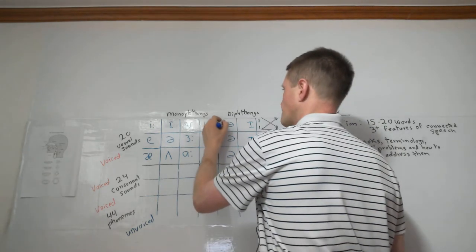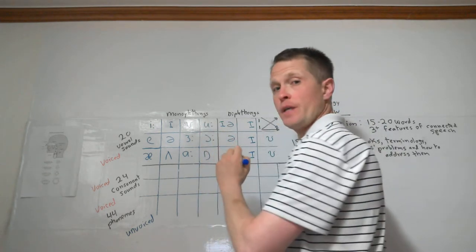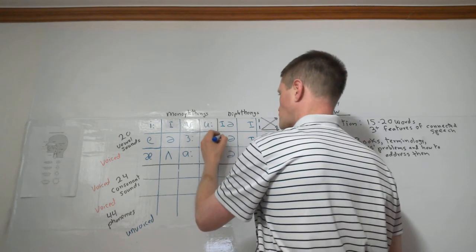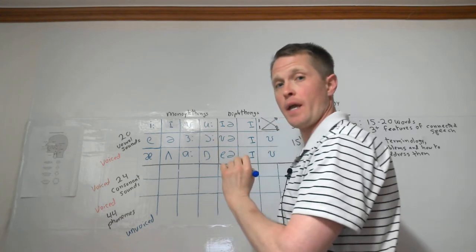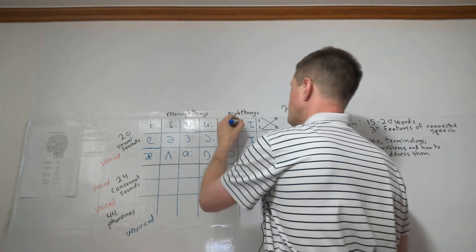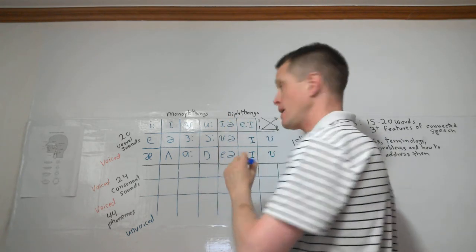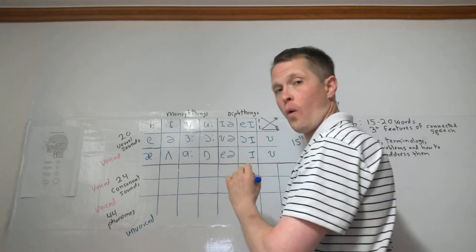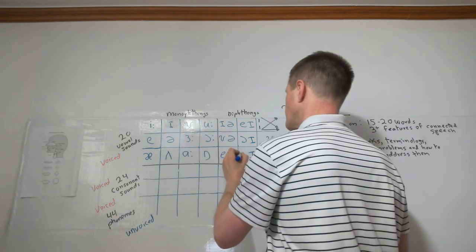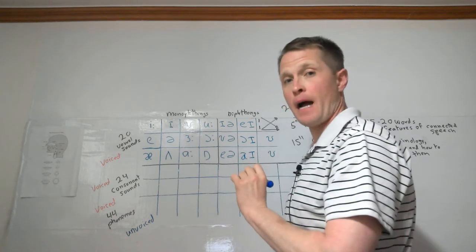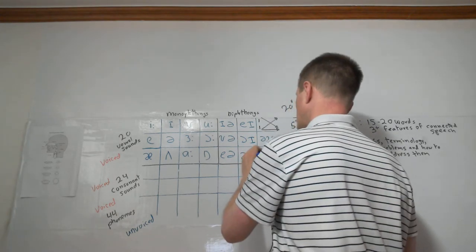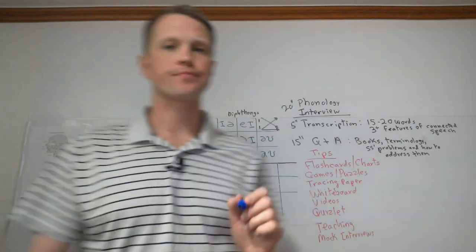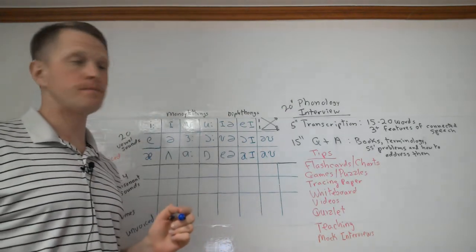We have ear, ua, ea, a, oi, I, o, and ow.